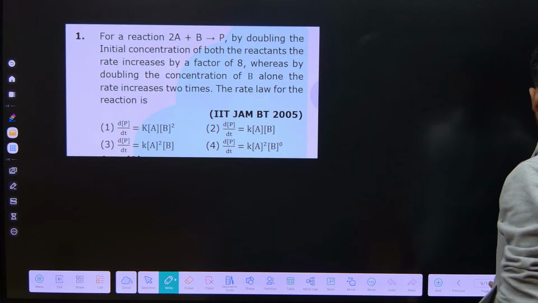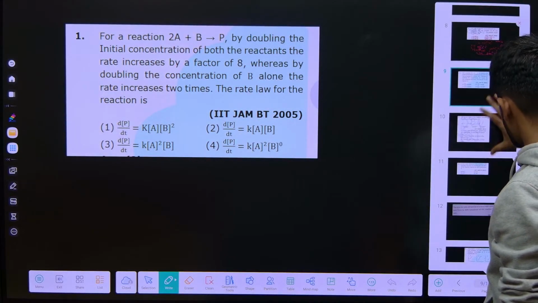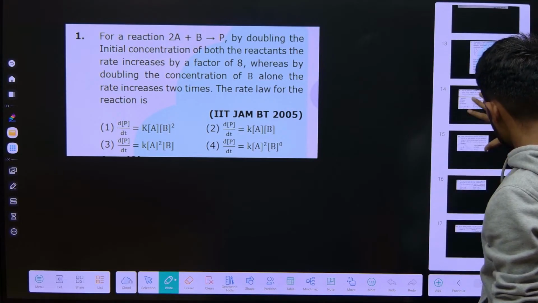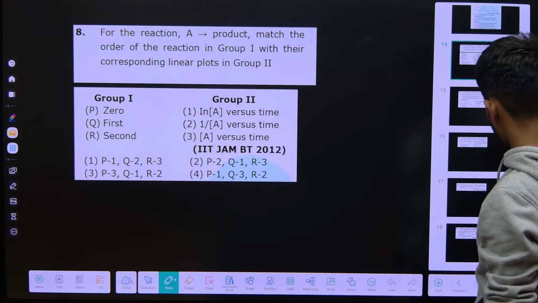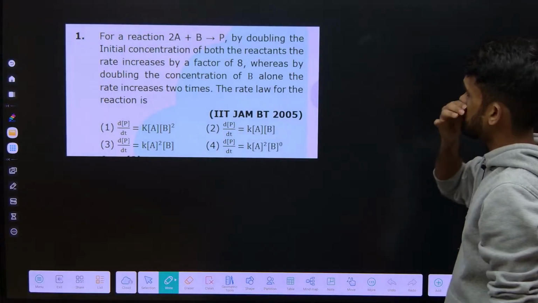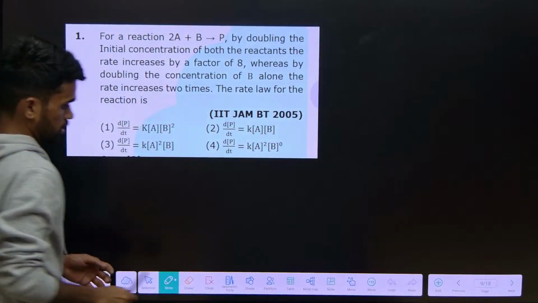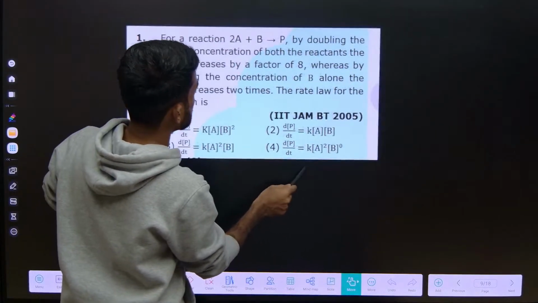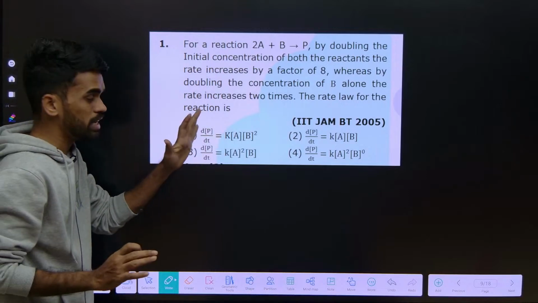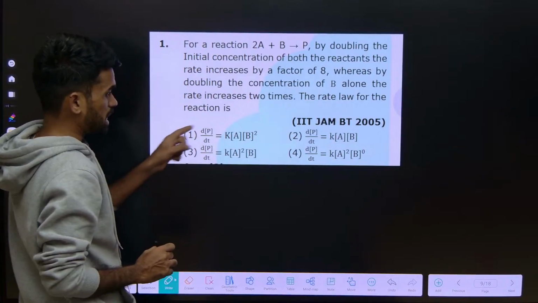We have one more model question here, let's understand this. See what they are saying here, just read this paragraph. It looks lengthy but it is very easy. Just try to read the data given for making an equation like this.